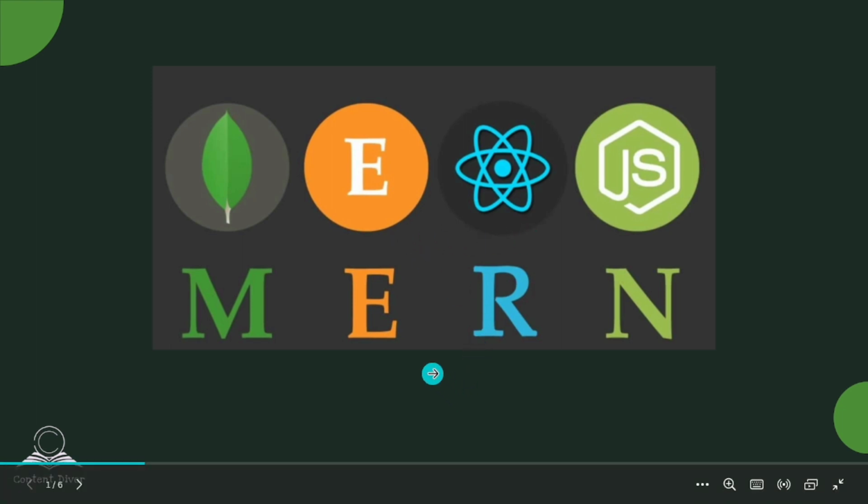Here today our topic is what is MERN stack, what are the basics of a MERN stack, and what is the architecture of MERN stack. The MERN stack is a combination of four popular technologies used for web development. That is, M stands for MongoDB, E for Express.js, R for React, and finally N for Node.js. Each letter in MERN represents one of the technologies, and let us see them individually.